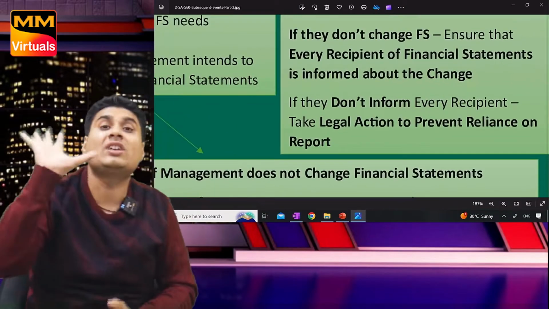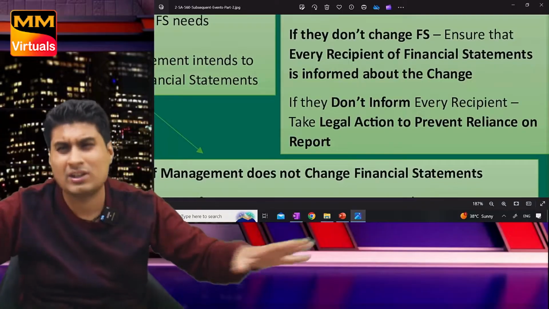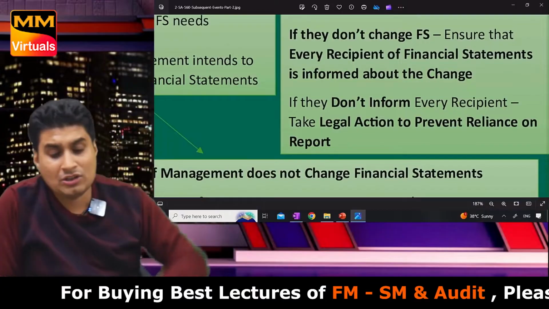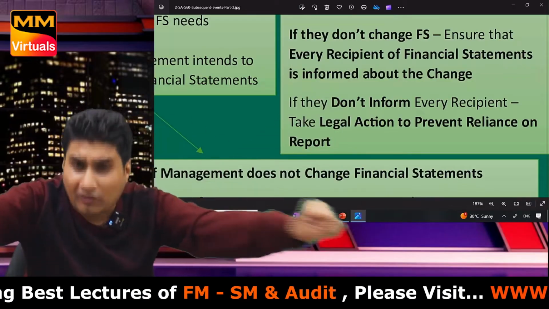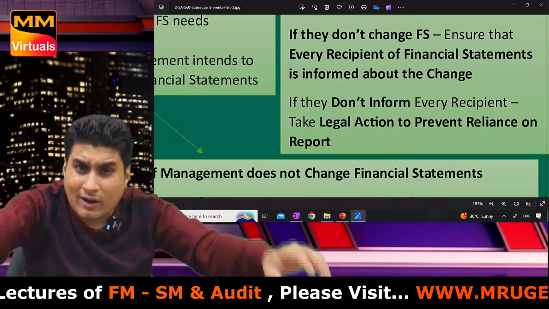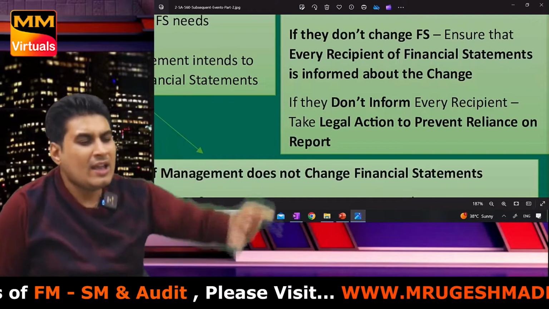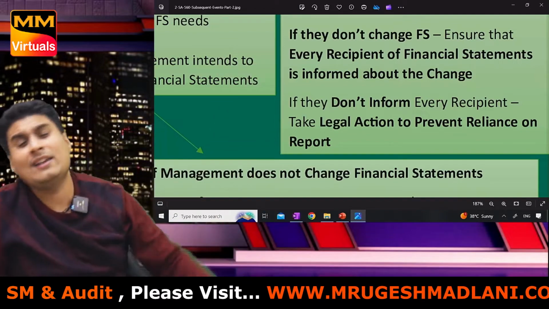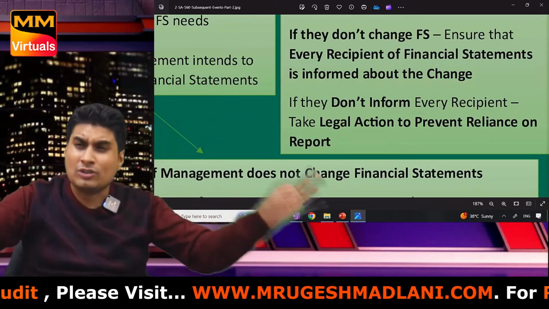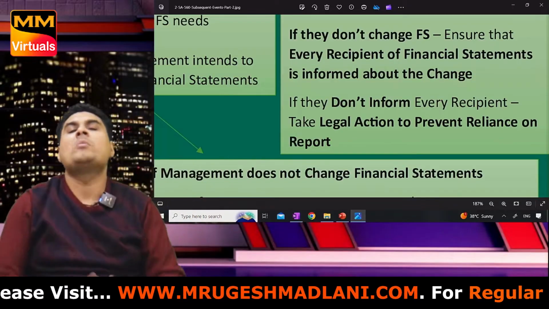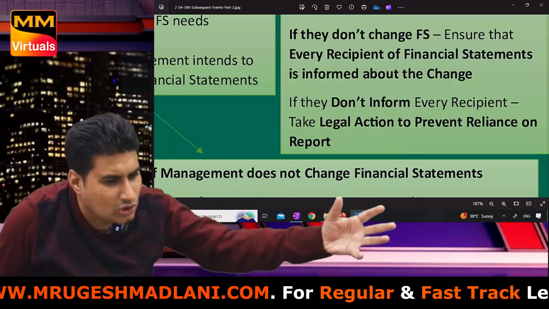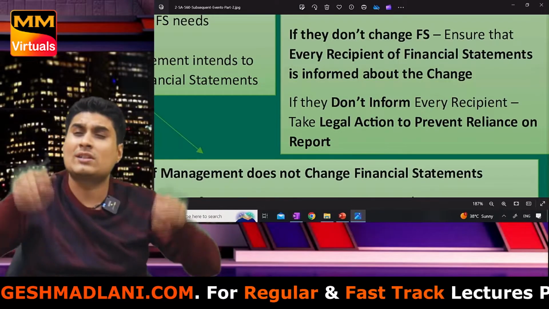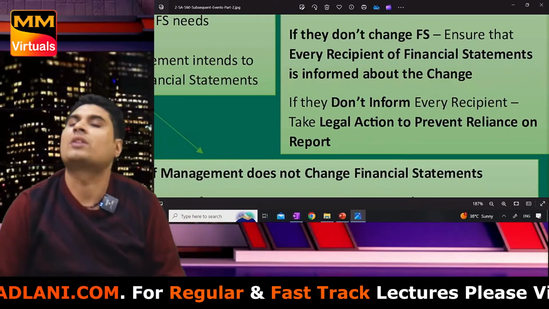If they don't change, they are saying they will not change, and it's already circulated, ensure every recipient is informed about the change. Whoever has got the financial statement is informed through a letter that this change has happened, for example, inventory should be down valued by 200 crore. Ensure every recipient is informed. If they don't inform, take legal action to prevent reliance on the report. You can give a public notice: don't rely on the report. Understood?